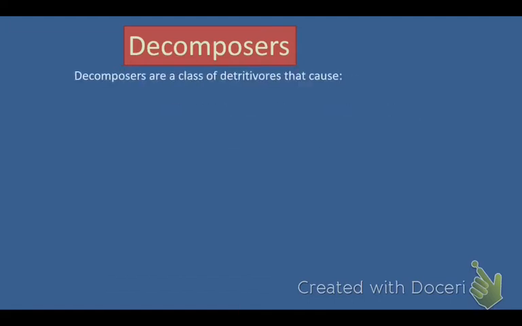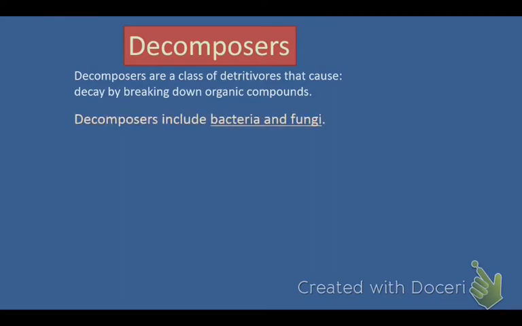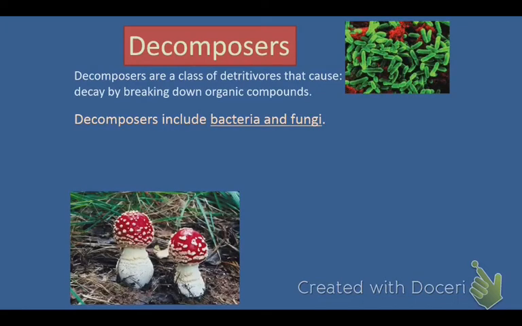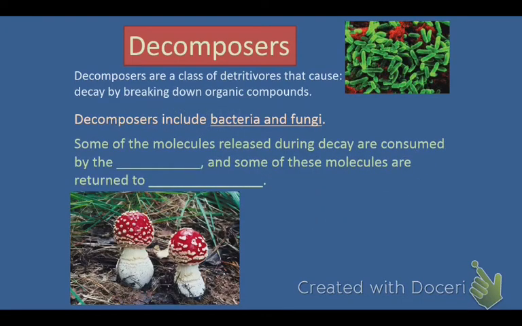Decomposers are a specific type of detritivore. All right. So decomposers cause decay by breaking down organic compounds even further than the normal detritivores. Okay? Decomposers include bacteria and fungi that look like this under a microscope, or you can see mushrooms. Okay? And some of the molecules released during decay are consumed by the decomposer. And some of these molecules are returned to the soil or water.